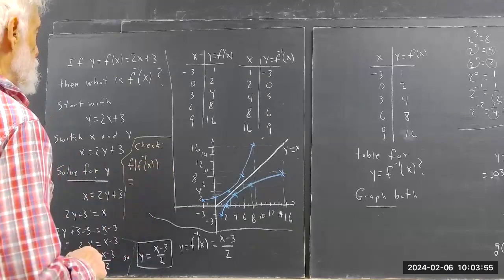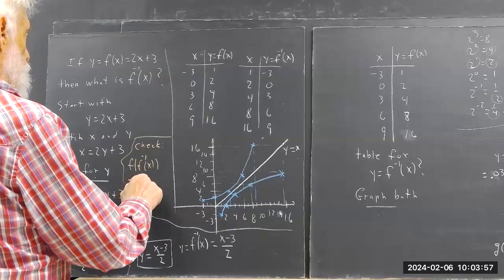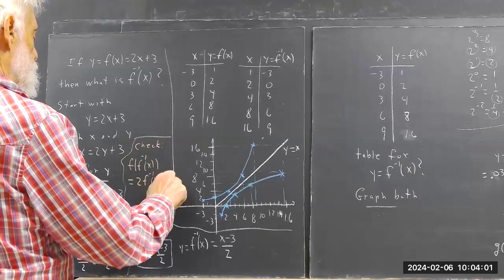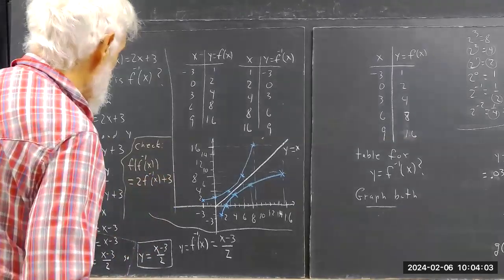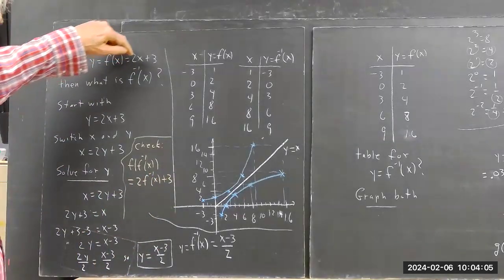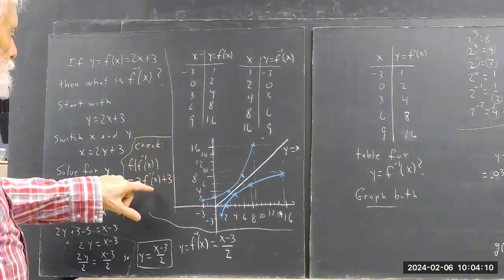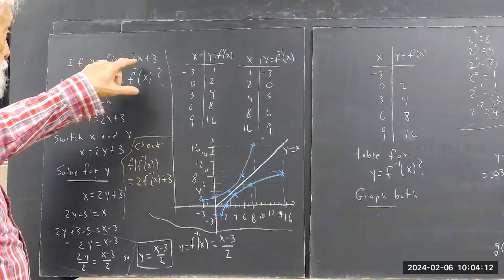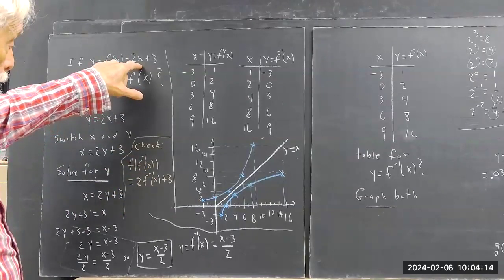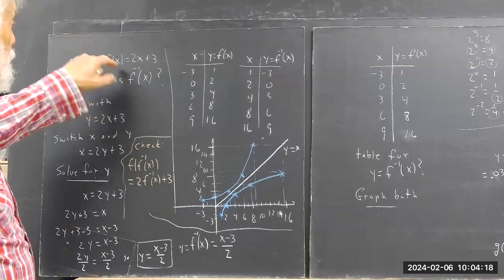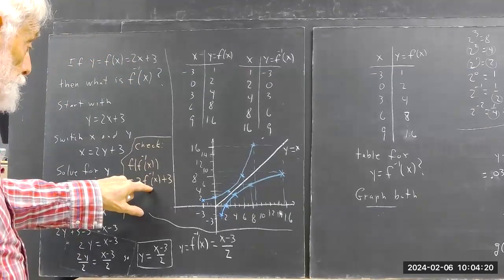f of f inverse of x is 2 times f inverse of x plus 3, because f of x is 2x plus 3. So if instead of x, I write f inverse of x in parentheses, then I've got to make this into f inverse of x. There's nothing mysterious about this. We're just replacing x both places with f inverse of x.